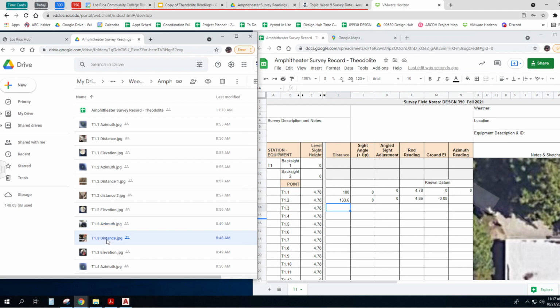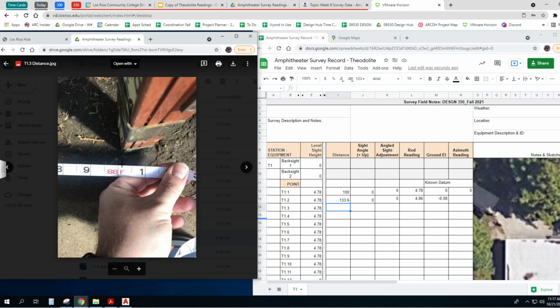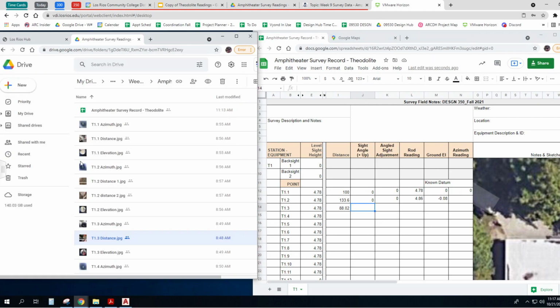T1.3. Get my distance reading. Right at 88 feet. I'm going to call that 88.25 feet. That's the spot right there. So if I come back, 88.2 feet. Would it be 88.02? Yes. Thank you. I'm just making sure. Yep. It would be, yes, it would.